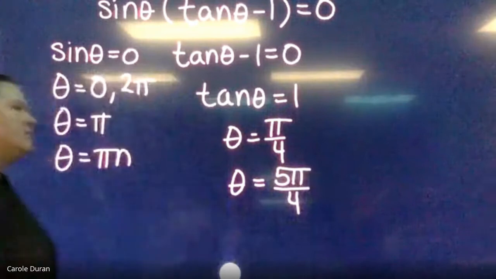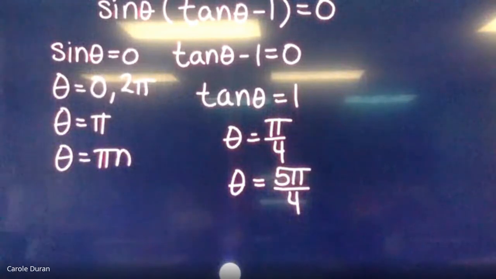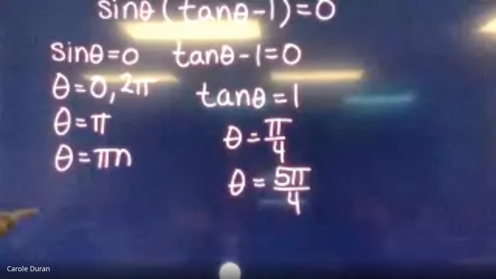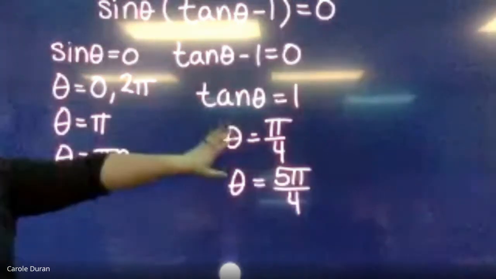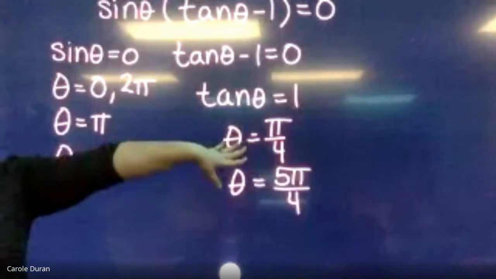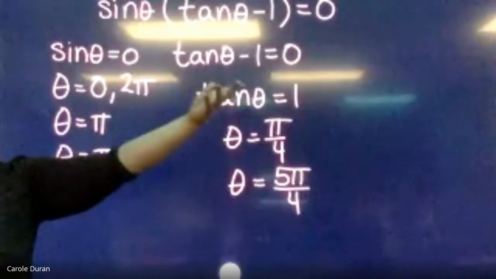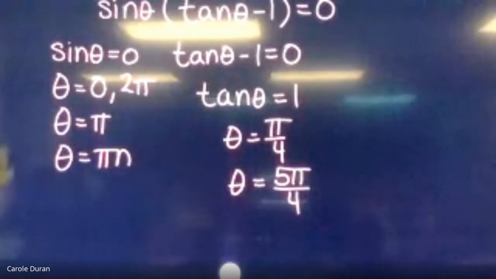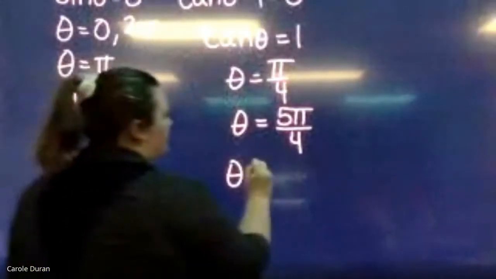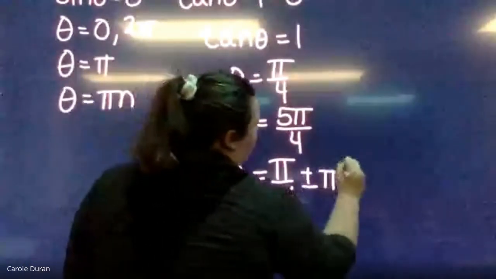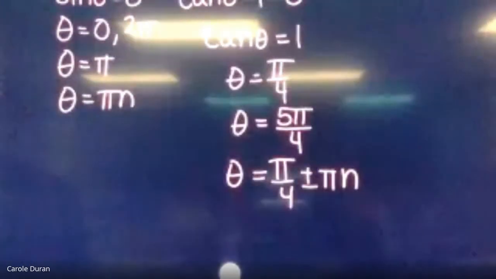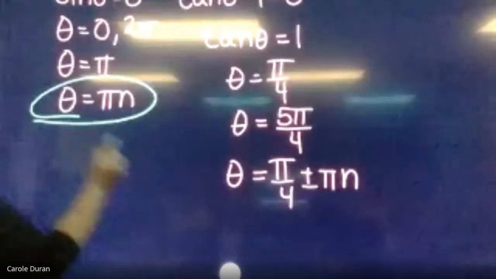Quick question. What's the difference between pi over 4 and 5 pi over 4? 1 pi. Right? So that means it's pi over 4 plus or minus any multiple of pi, which is equal to 1. So we generalize this one into pi over 4 plus or minus pi n as well. So those are my two solutions.